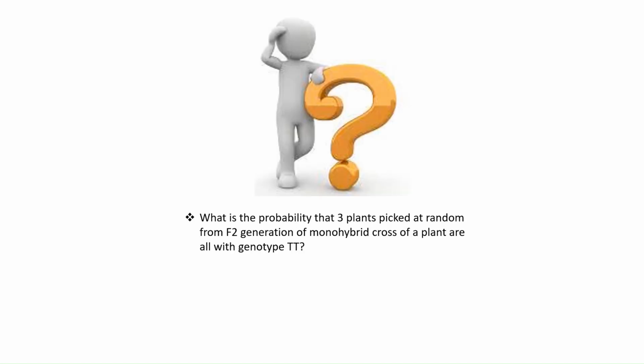Now one question from my end for you all. What is the probability that 3 plants picked at random from F2 generation of monohybrid cross of a plant are all with genotype TT? Here you have to calculate first the number of ways, of course, and then you have to calculate with respect to capital T, capital T. So you have to keep in mind the probability for capital T, capital T. Do let me know in comment section.